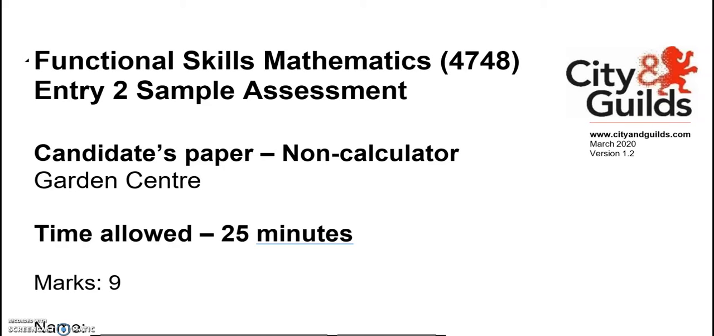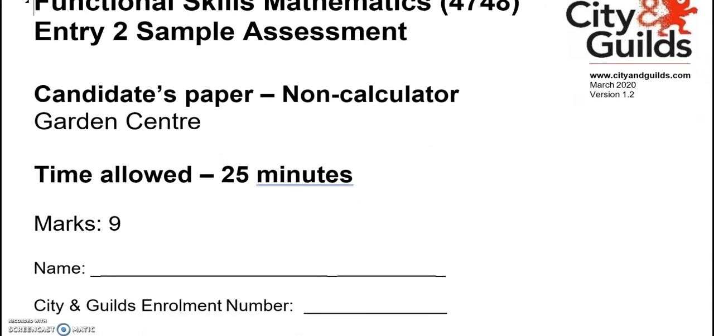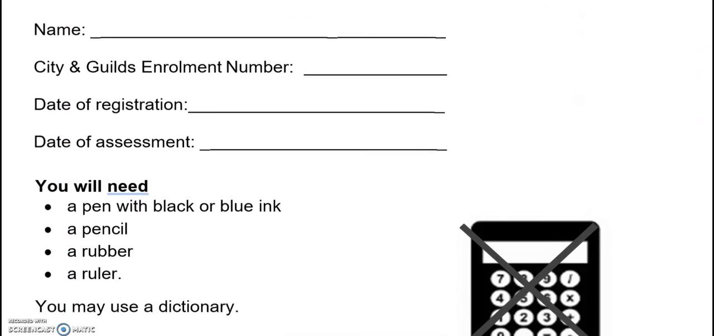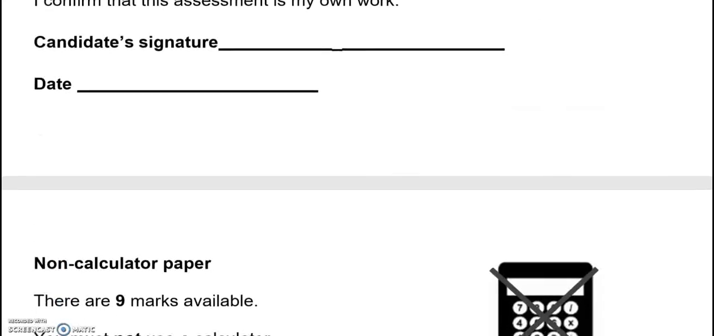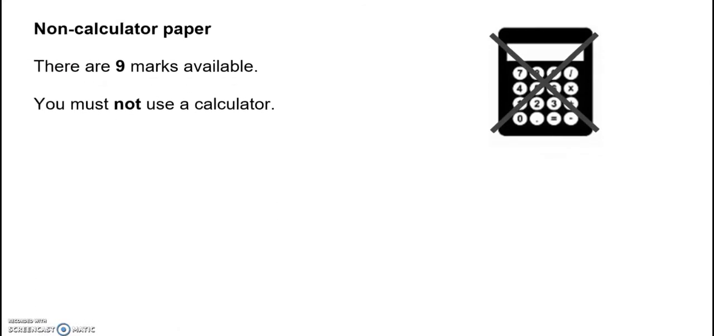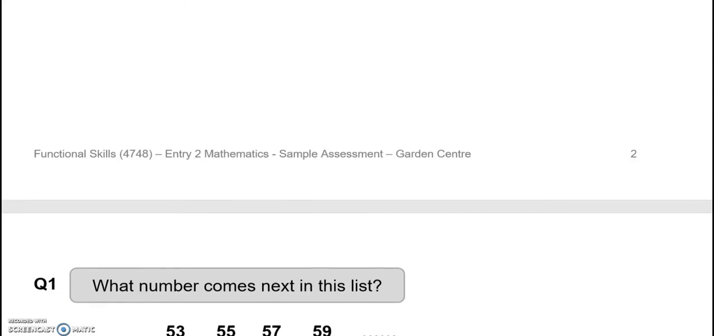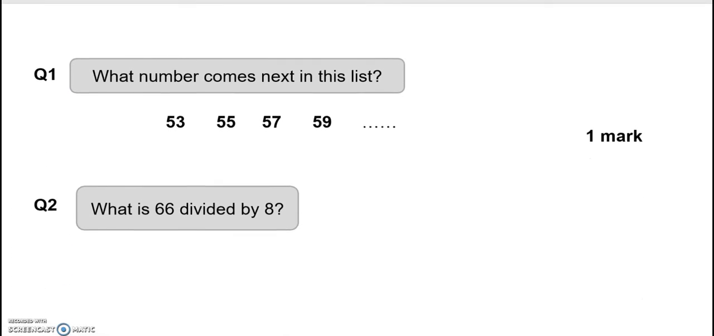This is an entry to a functional skills sample paper from City, split into two parts. In part number 1, you can't use a calculator. There is a total of 9 marks for that part. In the second part, you can use a calculator. So we'll make a start with the first part, going through questions one by one. I'll let you know where part 1 ends.